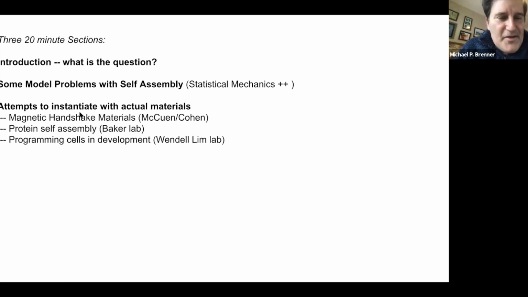But the third is work that Chrissy Du, who's a postdoc at Harvard with Paul McEuen and Itai Cohen, who have what I think is an amazing experimental system that they call experimental handshake materials. And I'll tell you a little bit about that, more about the system than anything. We've been working with David Baker's lab for a while, trying to help design protein self-assembly, and we're not very good at it, but we're still trying. I'll tell you about that. And I'll tell you briefly about a project which I at least view in the same universality class with Wendell Lim, who programs cells to basically do things like this. And that's going to be the third part.